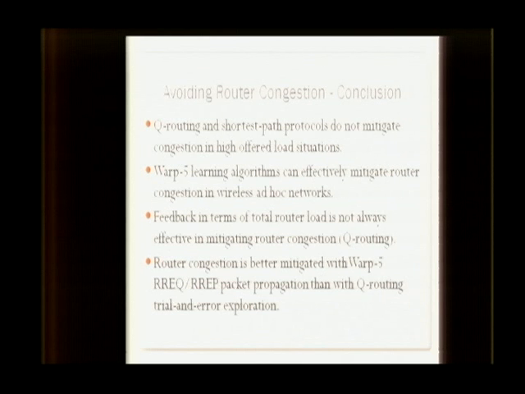Conclusions. Queue routing and shortest path protocols do not minimize router congestion in high offered load situations. In fact, with all those wandering data packets, queue routing actually makes the problem worse. Warp 5 learning algorithms effectively mitigate router congestion in wireless analog networks. Feedback in terms of total router load is not always effective in mitigating router congestion. This is what we've seen in the little 6-node network example. Router congestion is better mitigated by the request and reply packet propagation than with queue routing, trial and error, stumbling around trying to find the routes.